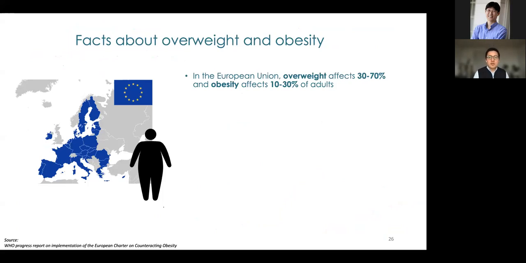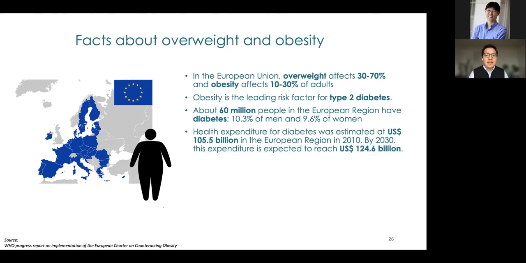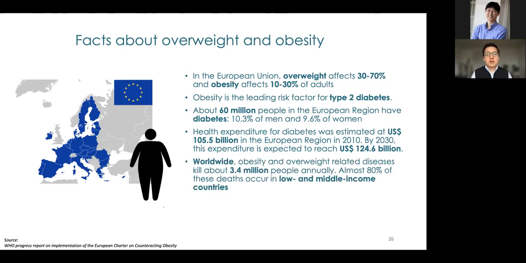I mean, in the European Union, overweight affects 30 to 70%, and obesity affects 10 to 30% of adults. Obesity is a leading risk factor for type 2 diabetes. About 60 million people in the European region have diabetes, 10.3% of men and 9.6% of women. Health expenditure for diabetes was estimated at $105 billion in the European region in 2010, and by 2030, this expenditure is expected to reach $124.6 billion.